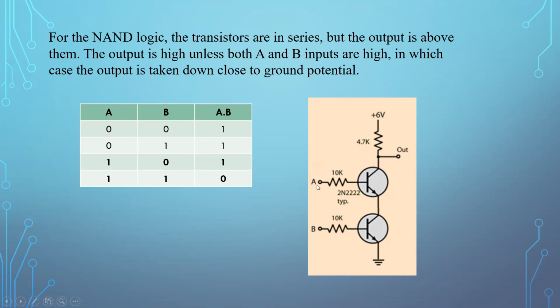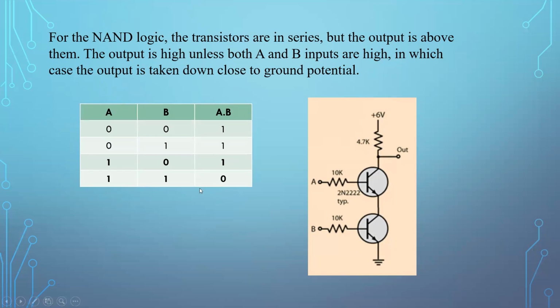Say this is 1 and this is 0. Still this current cannot flow, because for this transistor IC cannot flow, which means IE cannot flow, so this current cannot flow. There is no drop, so the 6 volts automatically comes out to the output. This way we can create a NAND gate.